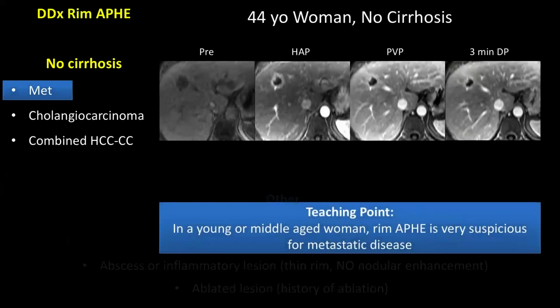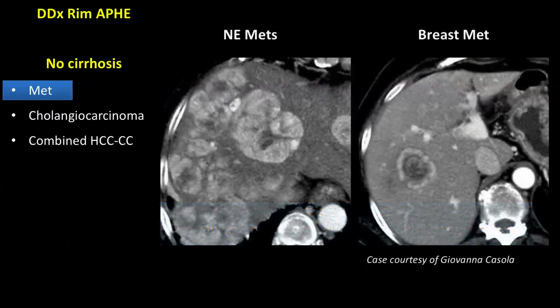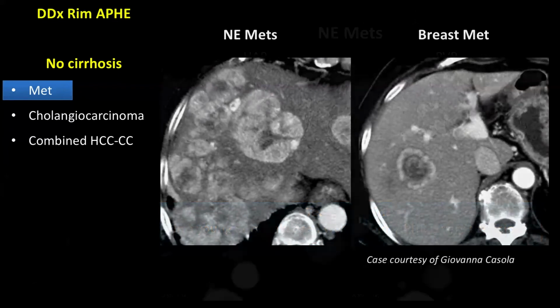Teaching point: in a young or middle-aged woman, rim enhancement is very suspicious for metastatic disease. This conceivably could be a cholangiocarcinoma. This could be a combined HCC cholangiocarcinoma, but metastasis is probably the most likely in a young woman. Now this is just to show you some more metastases, rim-enhancing metastases with very chunky rim enhancement. And here's a breast metastasis with much thinner enhancement.